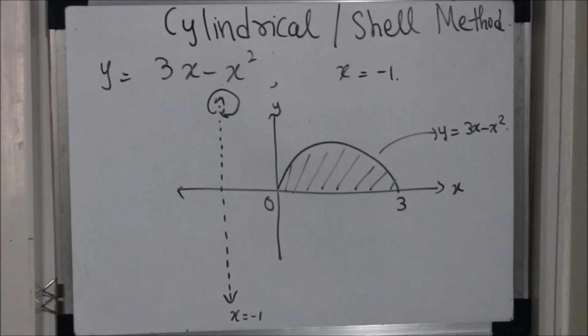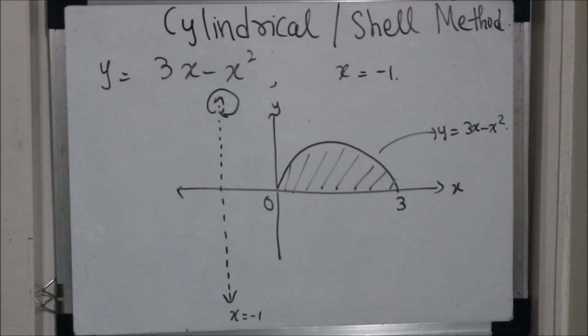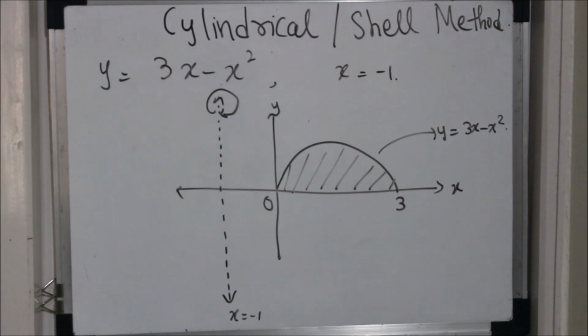Hello everyone. So today we are going to talk about the cylindrical method, also called the shell method. In the last session we saw how to find the volume of the solid obtained by revolving a region in R2. When you revolve a region around a horizontal or vertical line, you get some surface, and to find its volume we use the disk or the washer method.